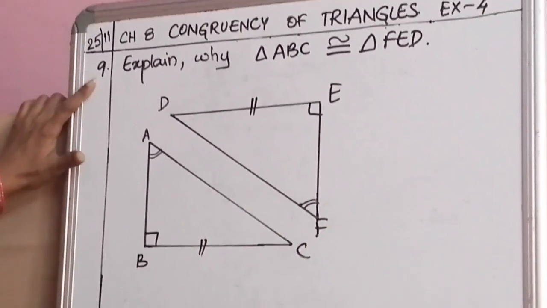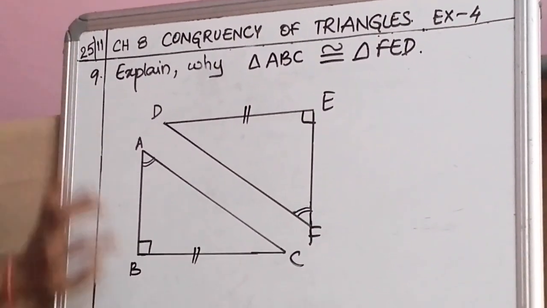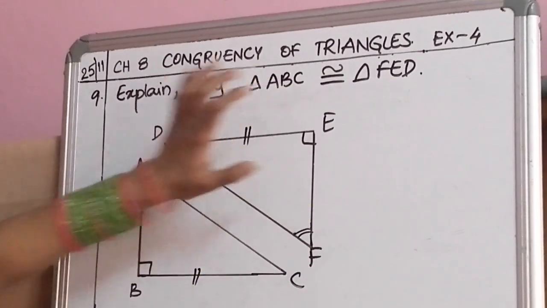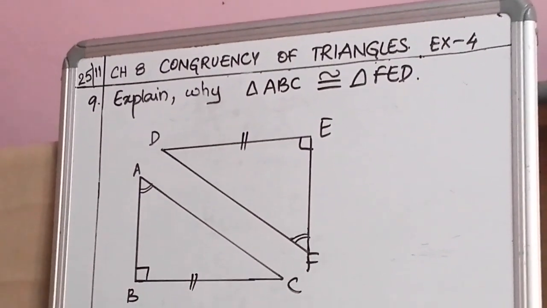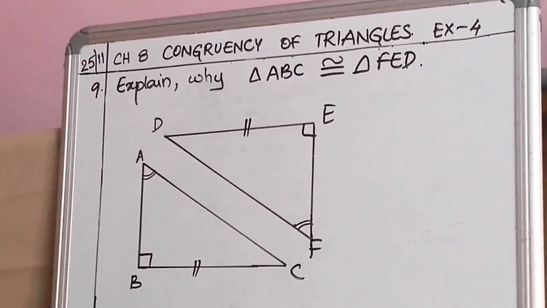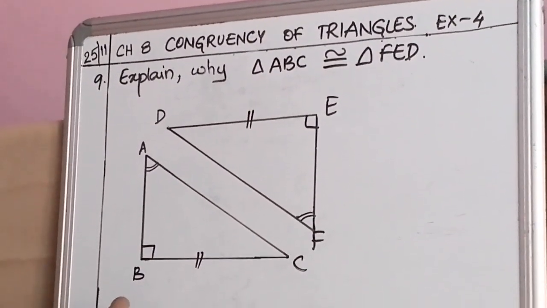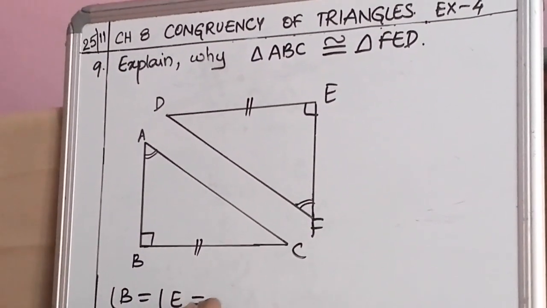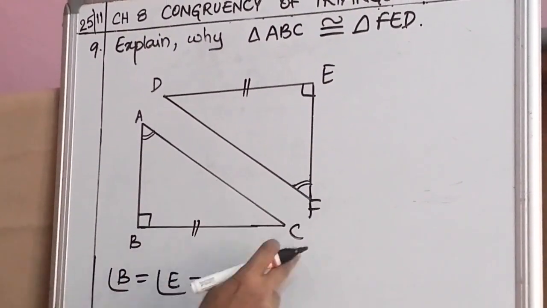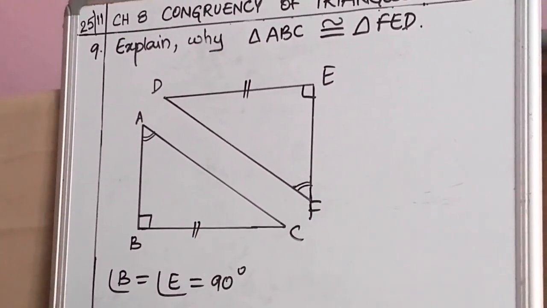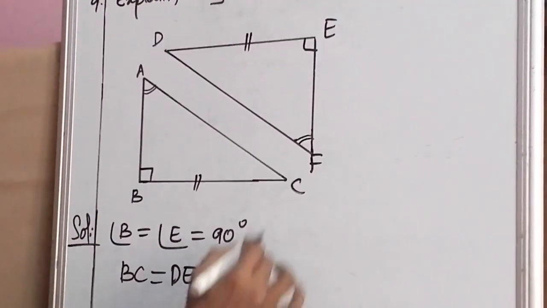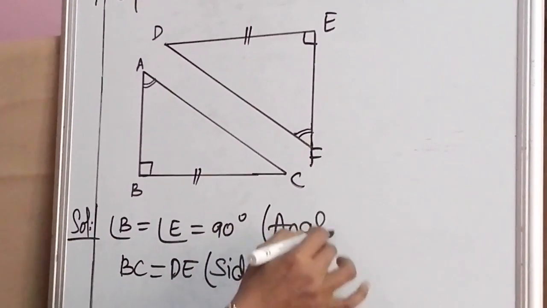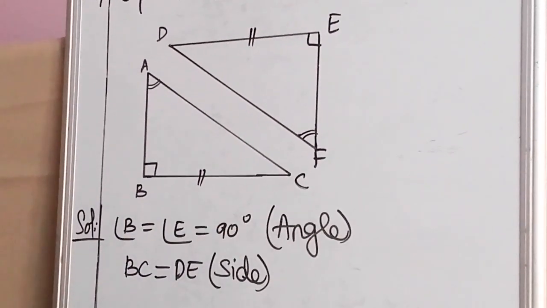So here they have given the ninth problem. Explain why triangle ABC and FED are congruent to each other. What is the condition that they have asked you? So from the figure you can see that angle B is equal to angle E. Both of them are equal to 90 degrees, and you are given that BC is equal to DE. Both of them are equal. This is the side and these are the angles which are equal.